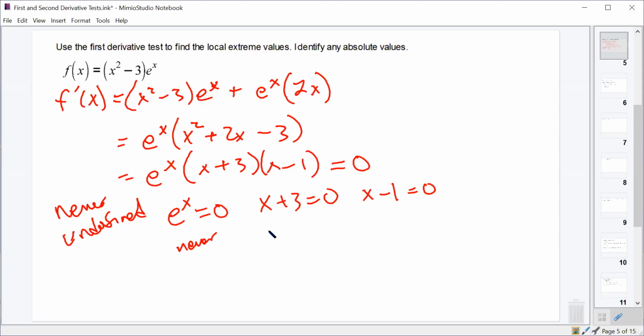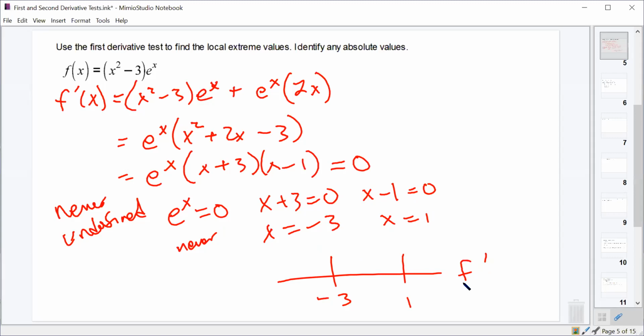Okay, what about x plus 3? That gives us -3. And x minus 1 gives us 1. Everybody good with that? All right, so we've got our two critical values, 1 and -3. We know those are the only places where we might have local maxima or minima. And so we're going to make a sign chart with -3 and with 1 for our first derivative.